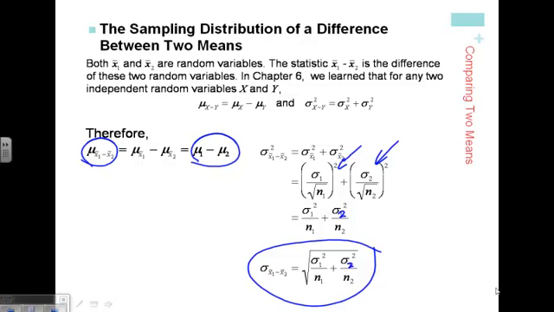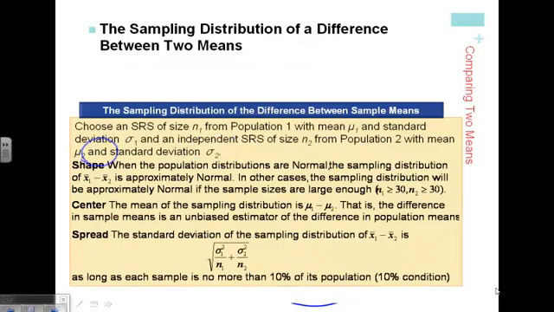There's the go-to formula for its spread. There's the go-to formula for its center. And then what's the other third thing that we always talk about when we talk about distribution? Shape. And the shape is normal as long as both populations start normal or both sample sizes are big enough. All right. Are we bringing back the 30 rule? The 30 rule never left us.